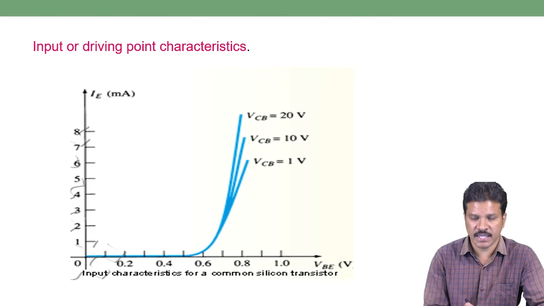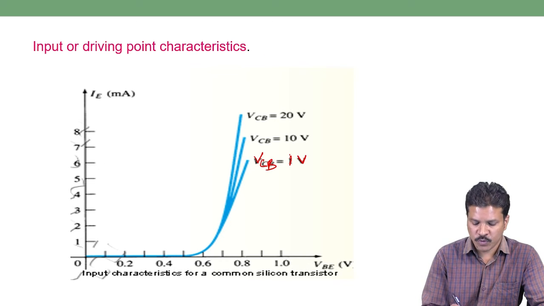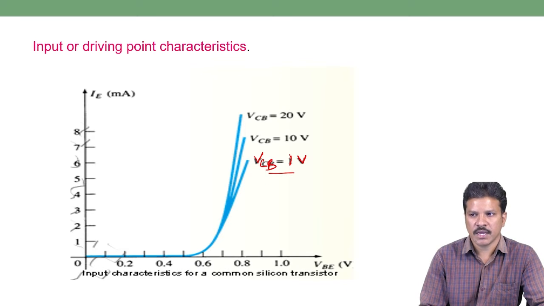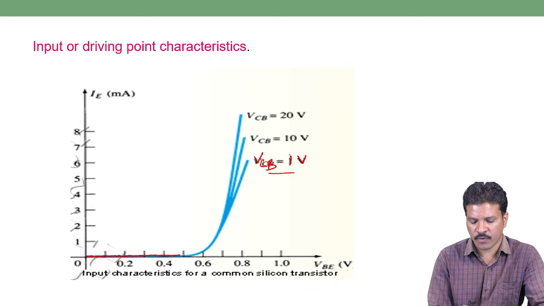This is the graph, keeping output voltage VCB equal to 1 volt. By changing the input battery, note down the input voltage, increasing it like 0.0, 0.1, 0.2, 0.3, 0.4 likewise. When we increase in suitable steps, the graph will look like this. You will get the first graph.